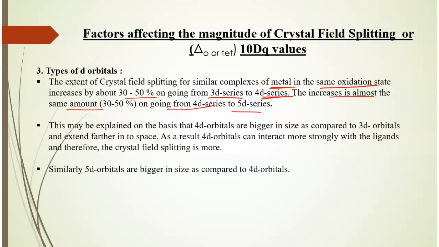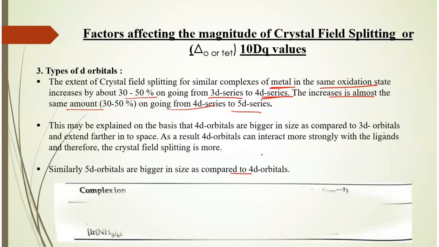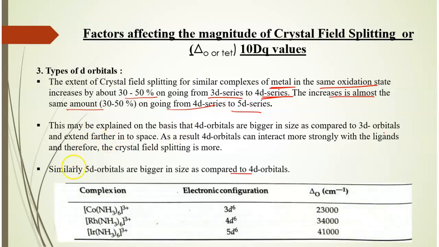Remember this much only, you will be able to answer your question very easily. So 4d is bigger as compared to 3d, and 5d is bigger as compared to 4d. There is a particular example over here where the metals cobalt, rhodium and iridium all are in the same oxidation state, +3.